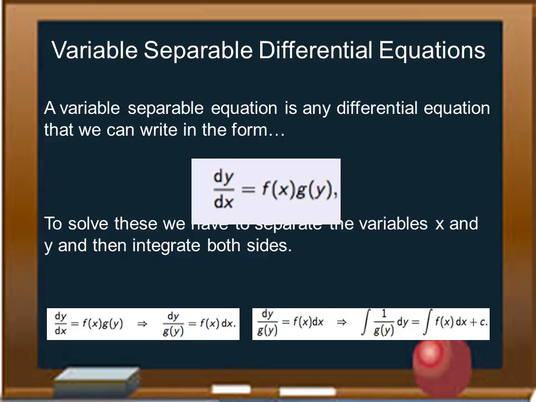Next, we will address what a variable separable equation is. A variable separable equation is any differential equation that we can write in the following form. To solve a variable separable differential equation, we separate all the values of x and y to opposite sides of the equation so that we have dy over the y's and the x values times dx. Then we integrate both sides to get rid of the derivative.